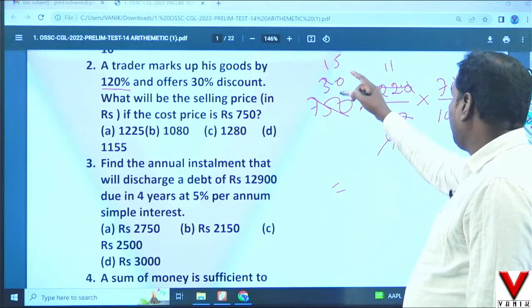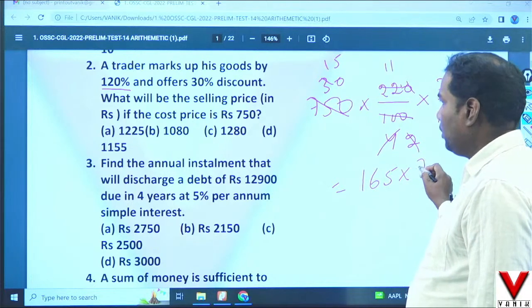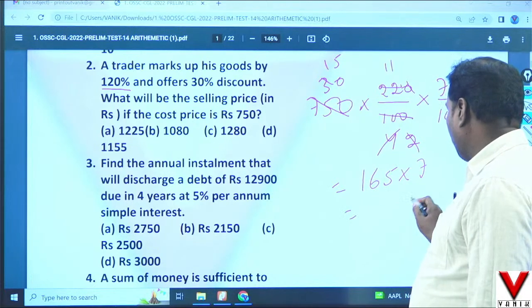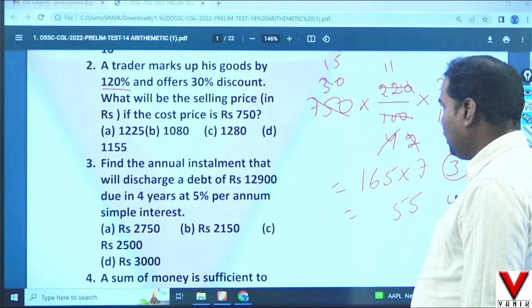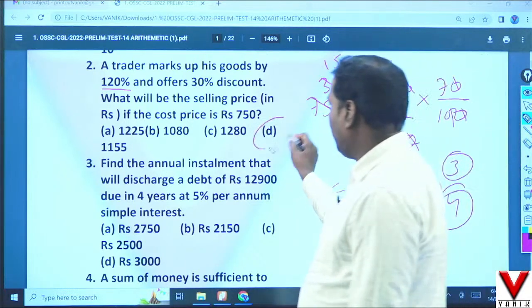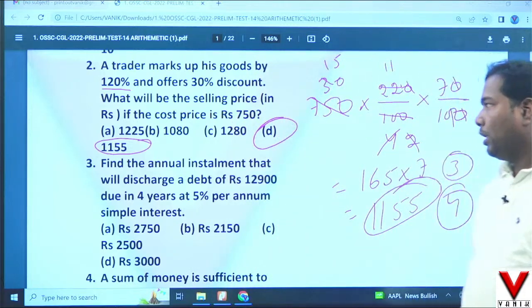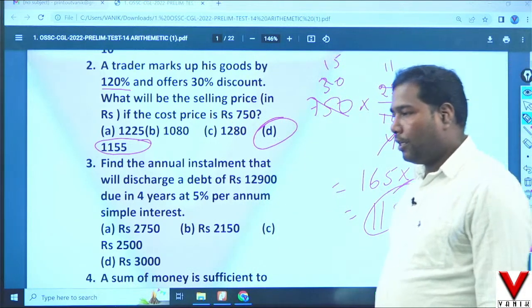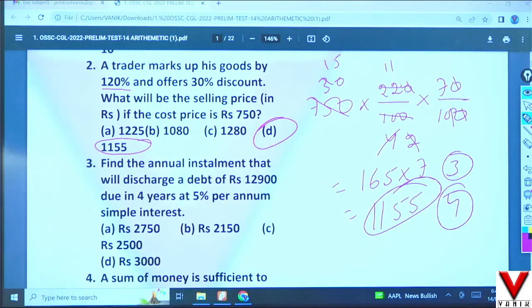15 into 11, 15 1 ja 15, 5 1 carry, 15 1 ja 15 1, 16 into 7. 7 5 ja 35, 5 3 carry, 7 6 ja 42 plus 3 45, 5 4 carry, 7 1 ja 7 4 11. So that 1155, option D is our correct answer. Question number 2 answer, D, 1155. Clear? Come to the next number.